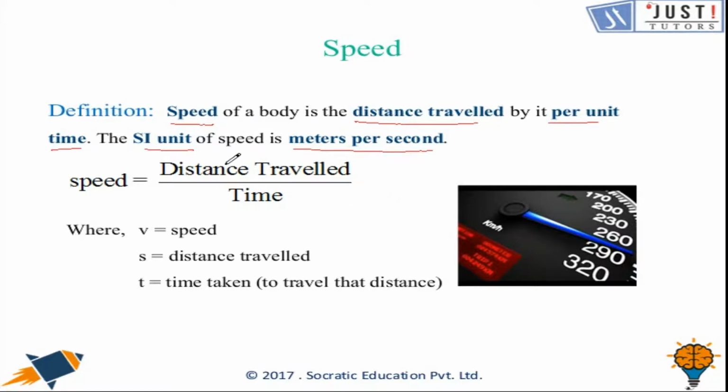So the definition gives the formula for speed: distance traveled over time, where v is speed. So we can write it like, v for speed, s for distance traveled, and t for time. So it will be v is equal to s over t. We can use this formula to work out numerical problems related to this.